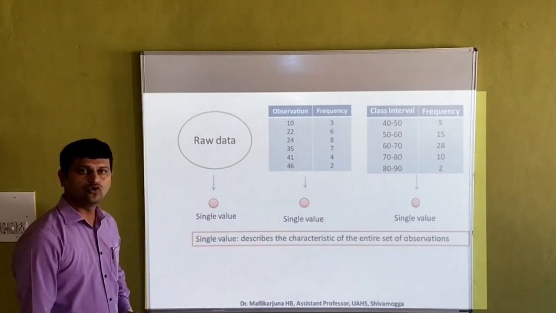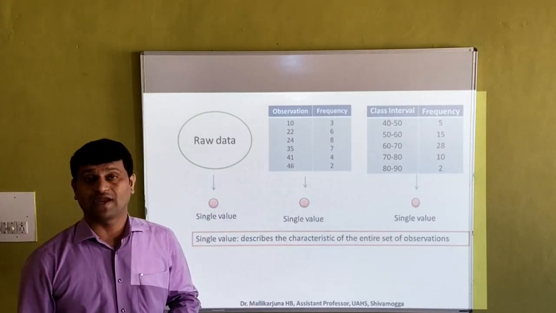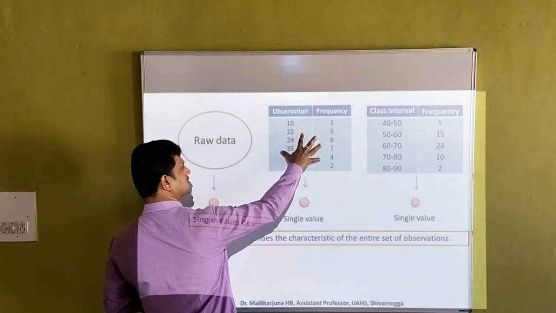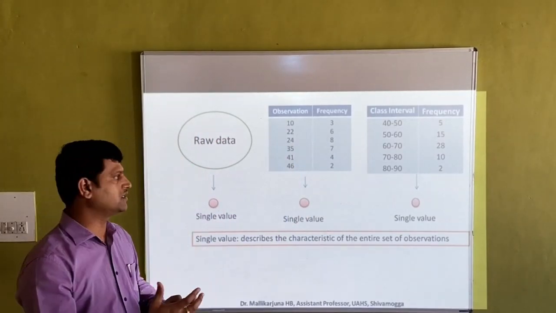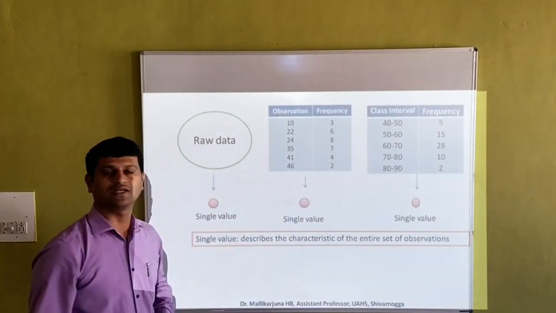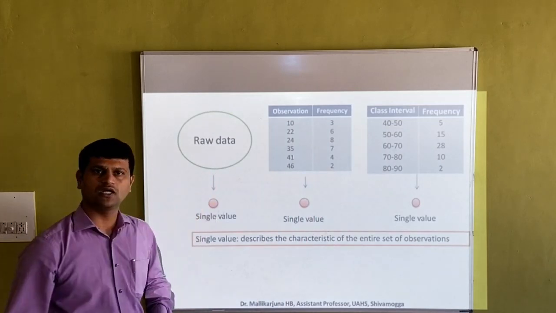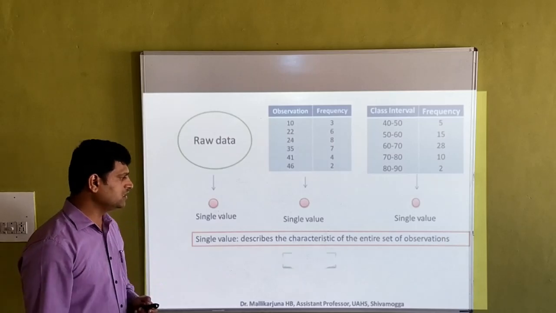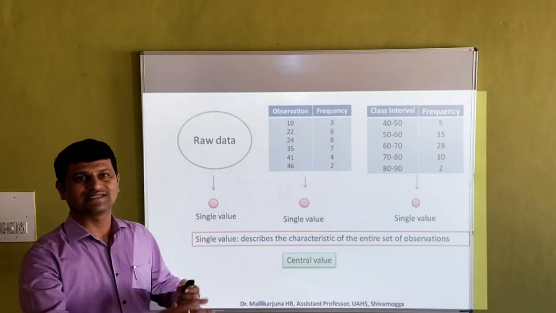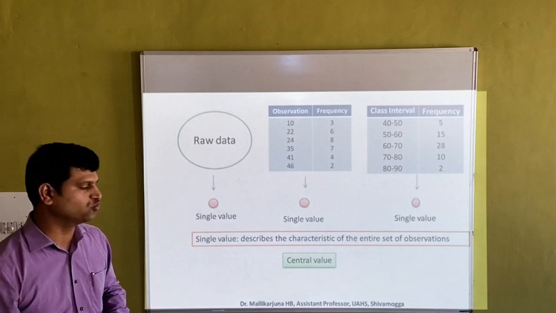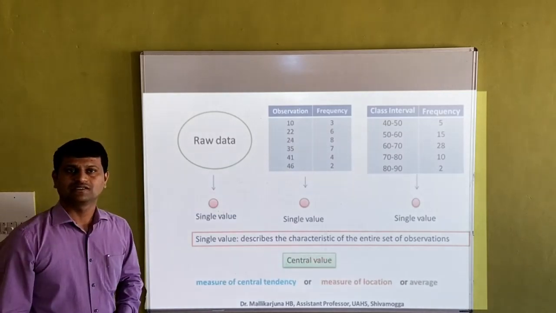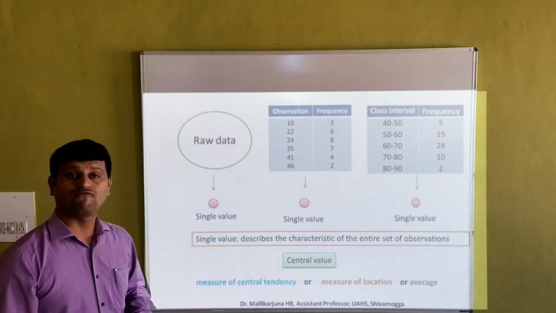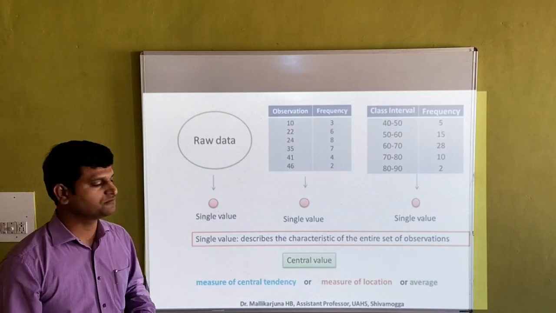This single value describes the characteristics of the entire set of observations. This single value represents the whole data. So how is the data? This single value just interprets that data. For every type of data we have methods to get one single value. Usually that single value lies in the center of the distribution, the central value. This central value is known as measure of central tendency, measure of location or average.